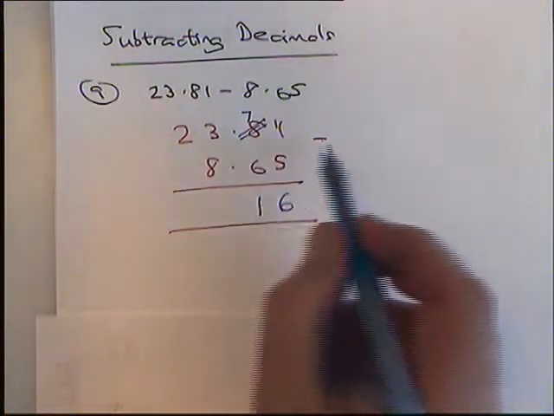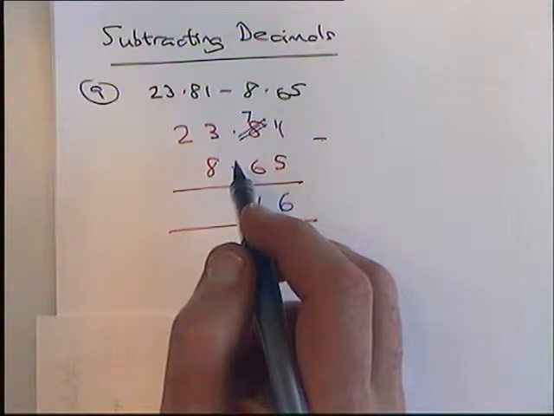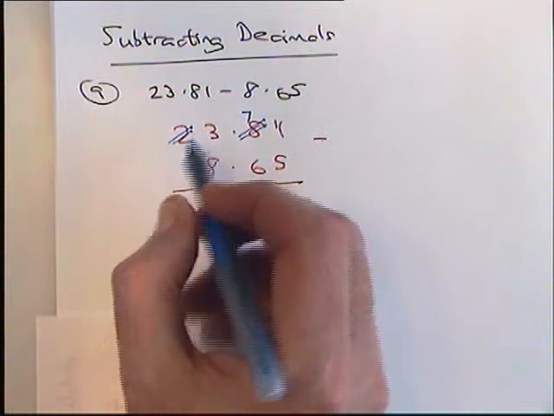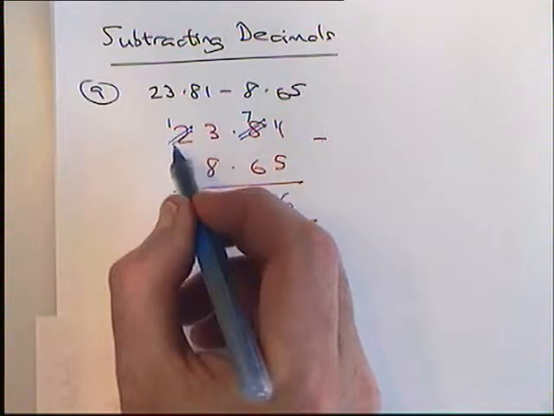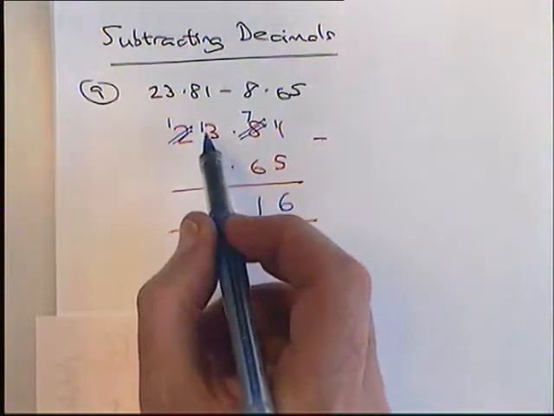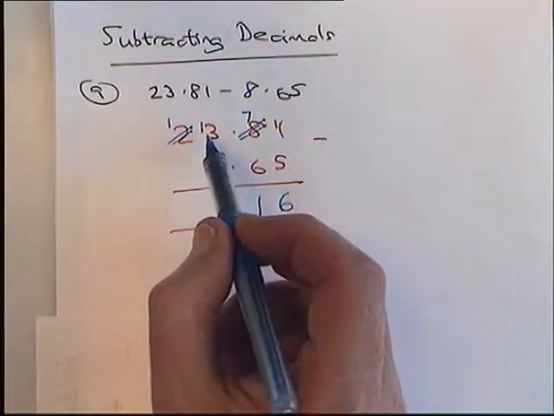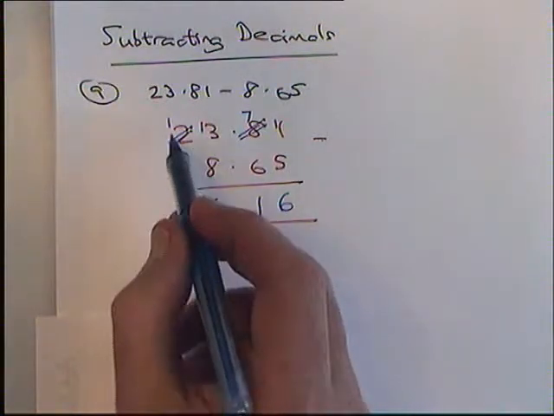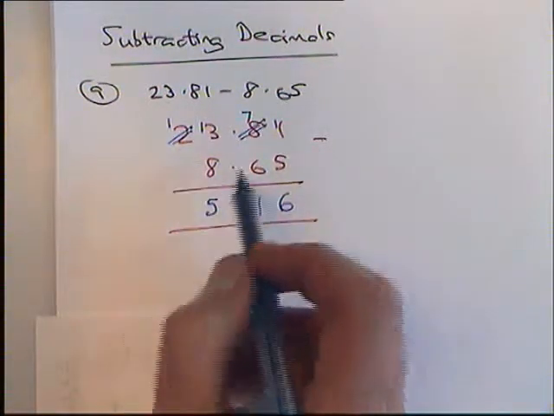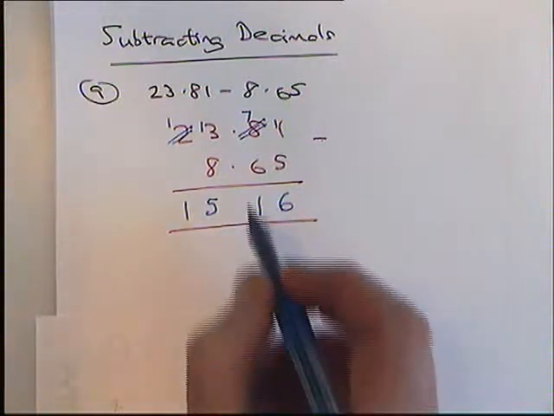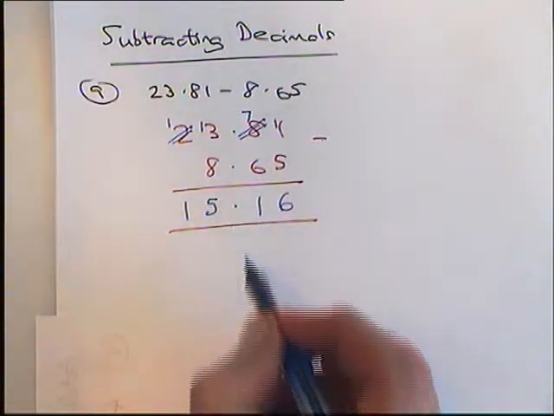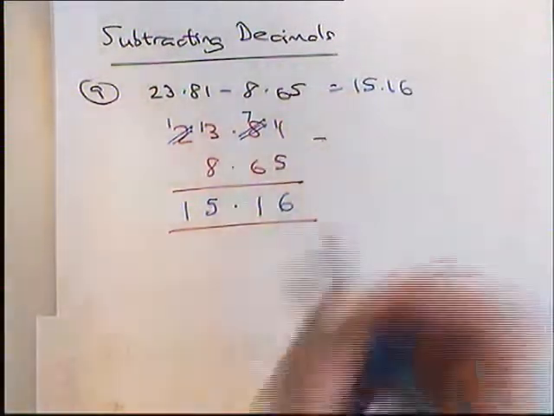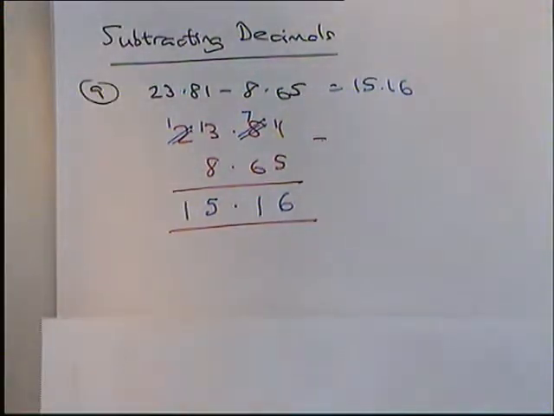My next column is 3 take away 8, and I cannot take 8 away from 3. I haven't got enough there to start with. So I borrow 1 from here. So there's 2, it reduces by 1, so that becomes a 1, and the one I've borrowed goes here. This now reads as a 13. 13 take away 8 is 5. And in this column, 1 take away, there's nothing there, so 1 take away nothing is 1. My decimal points are in this position, so I put a decimal point back in. The answer to that question is 15.16.